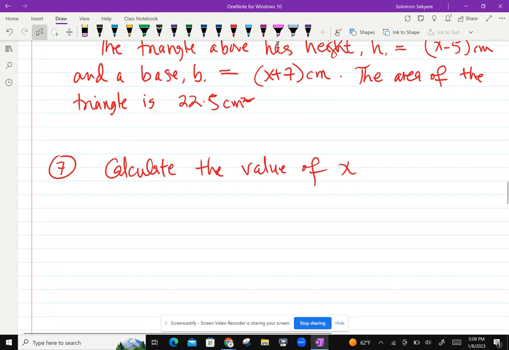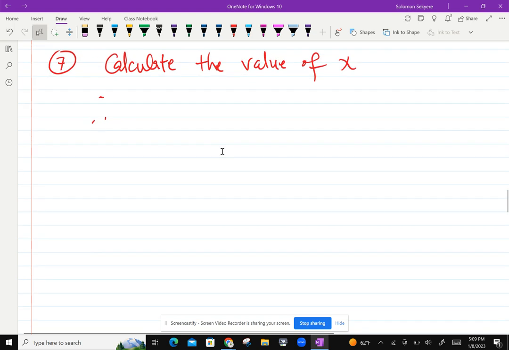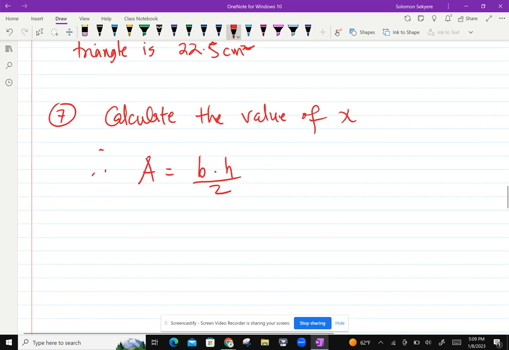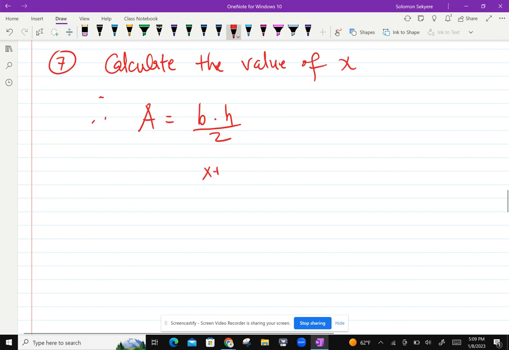So the first thing you need to do is write the expression for the area, right? What is the area expression? Area of a triangle is base times height divided by 2. Your base is given as x plus 7. Your height is x minus 5, sorry. x minus 5 divided by 2. So this is your expression for the area, right?